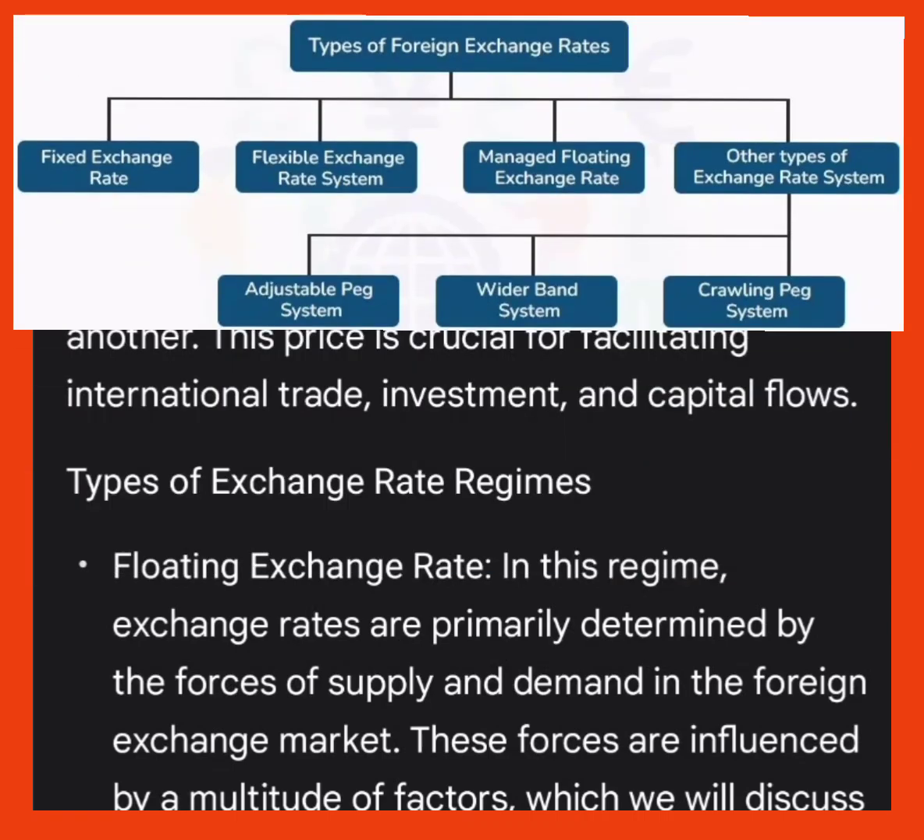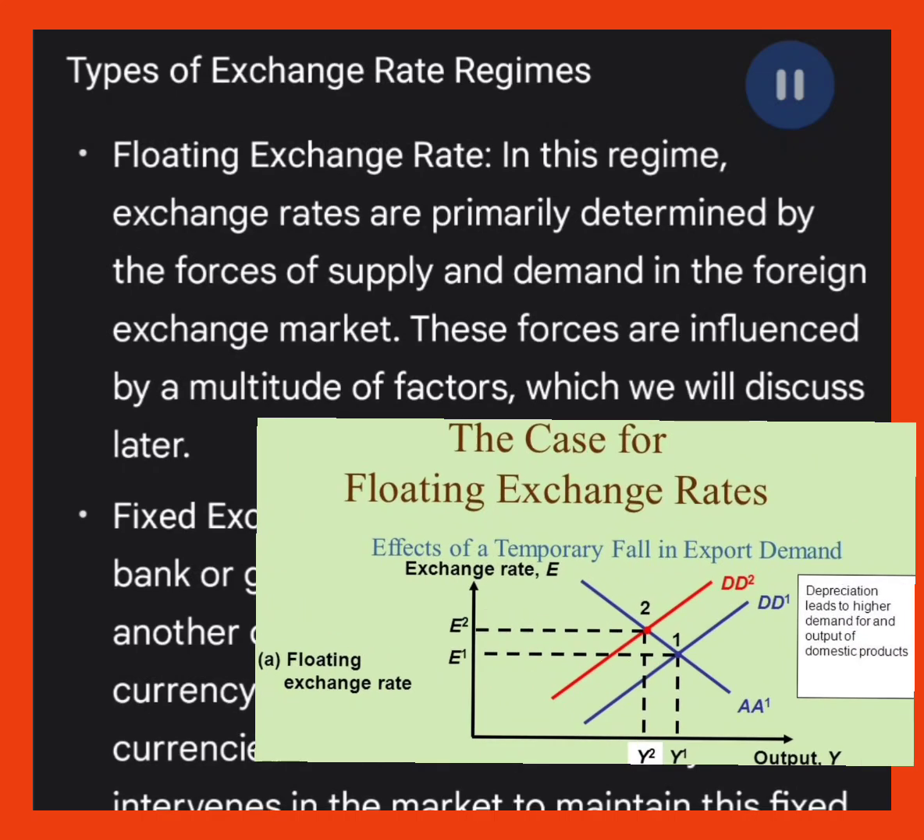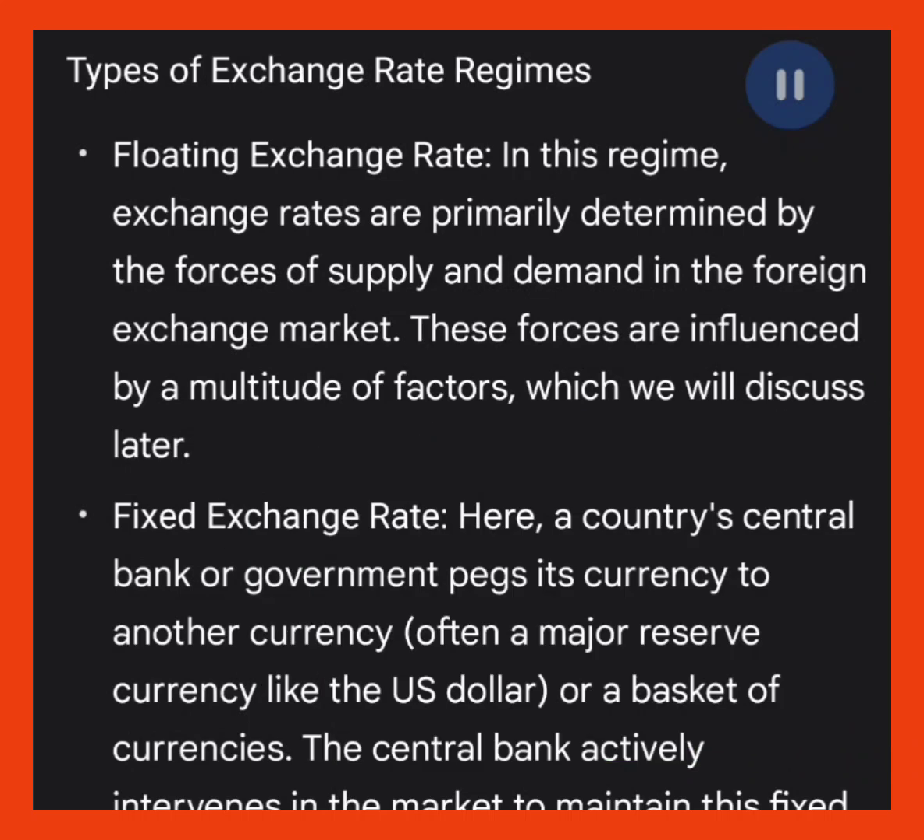Types of exchange rate regimes. Floating exchange rate. In this regime, exchange rates are primarily determined by the forces of supply and demand in the foreign exchange market. These forces are influenced by a multitude of factors, which we will discuss later.